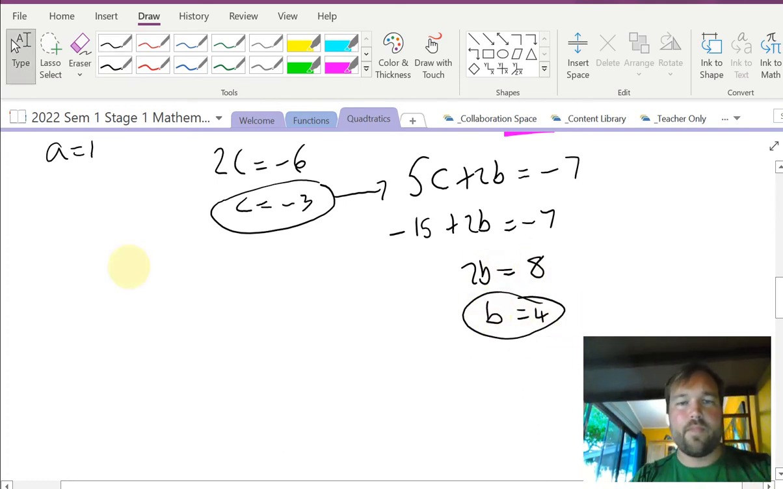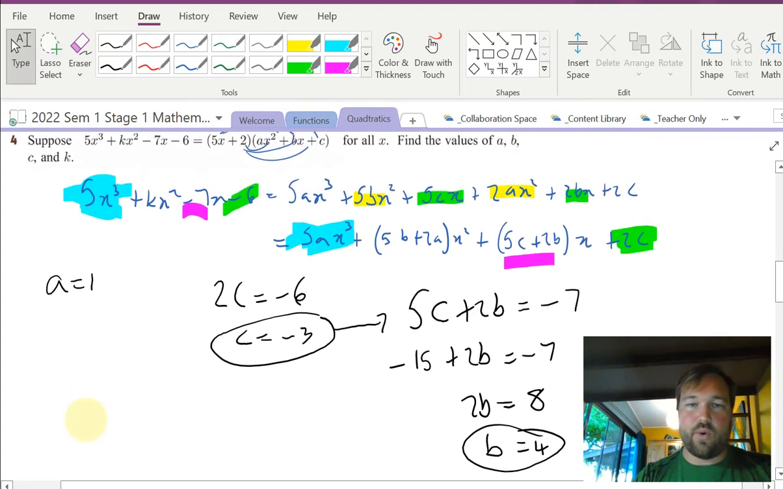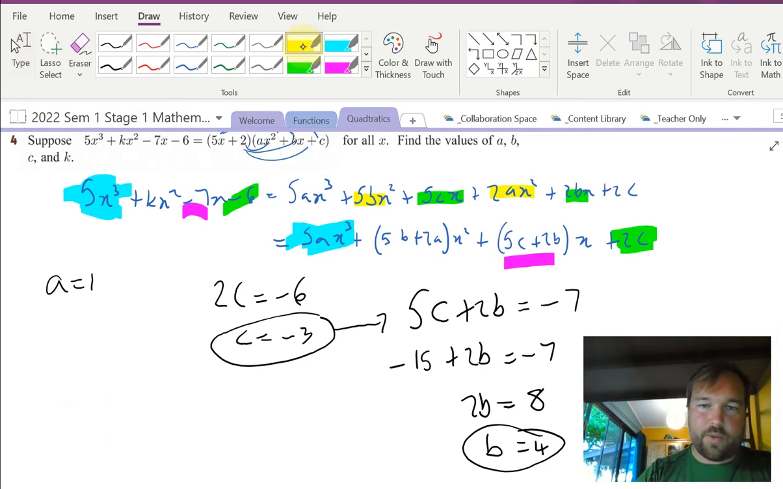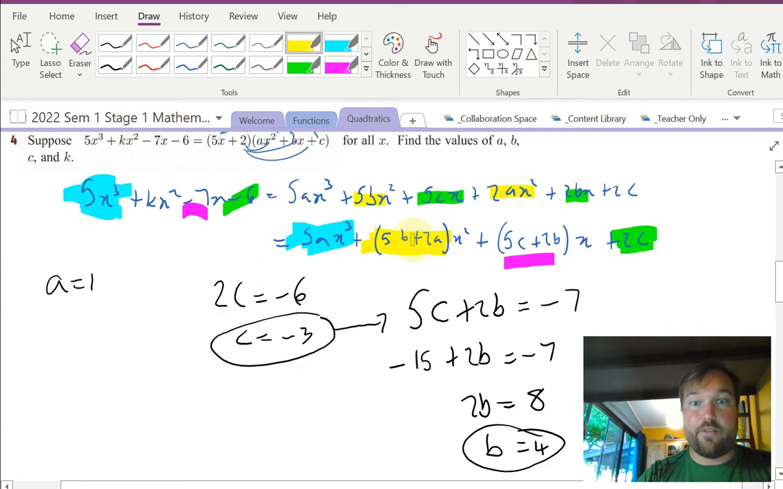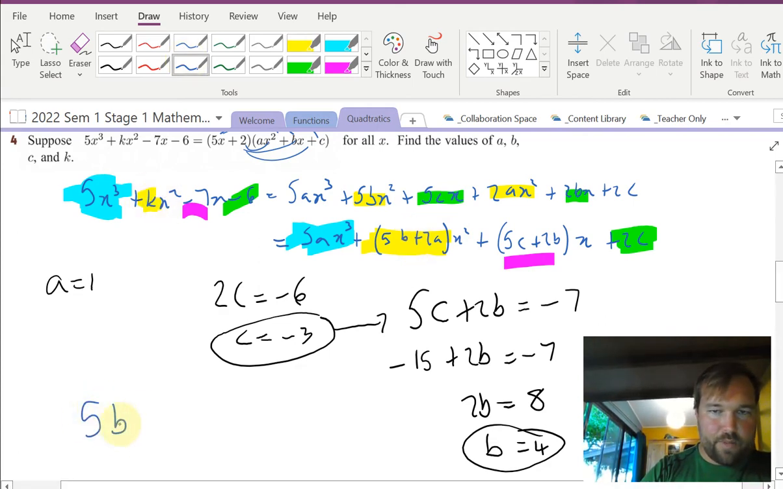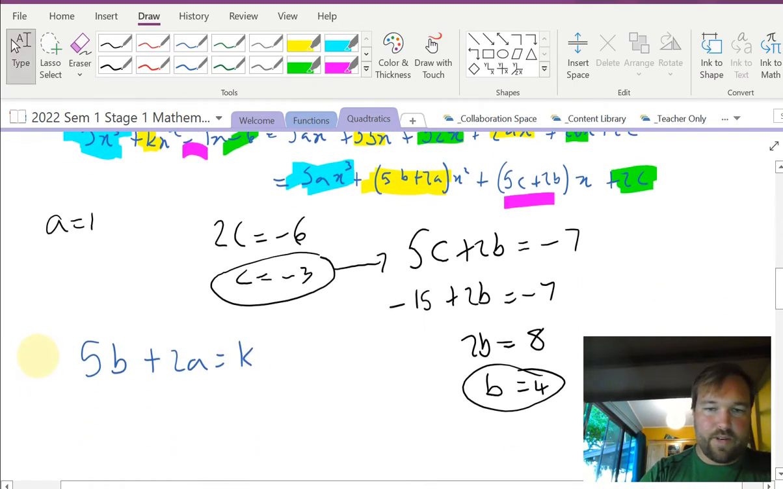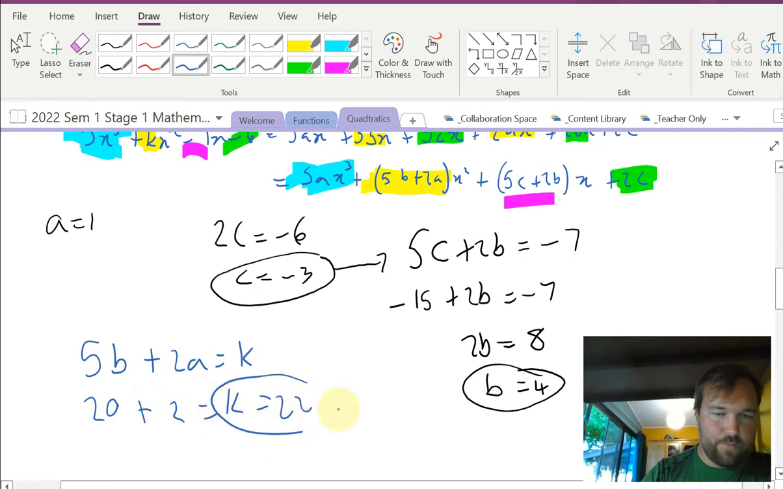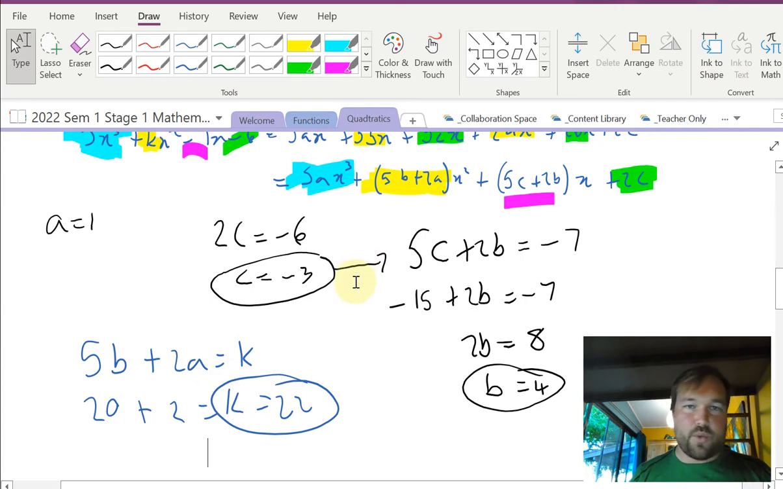Well, that's nice. Now b equals 4, we can have an attack at a. Actually, we can have an attack at k. We're told, let's go with yellow, 5k equals 5b plus 2a. So k equals 5b plus 2a. Well, a is 1 and b is 4, so that's 20 plus 2, so k equals 22. Alright, apologies for my handwriting, but as long as you get it in general form, it all sorts out relatively nicely.